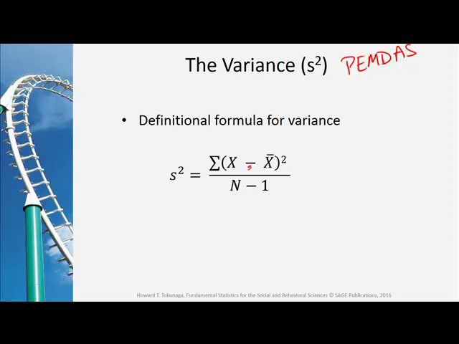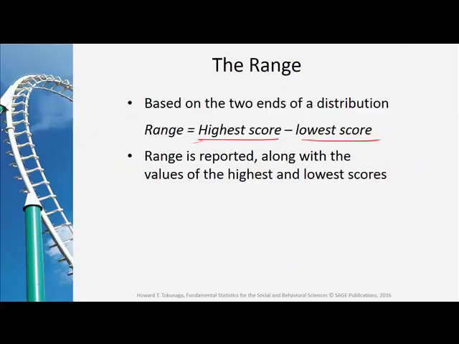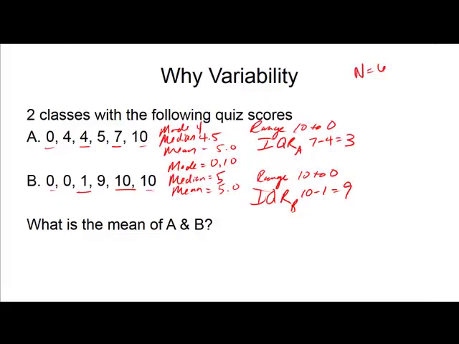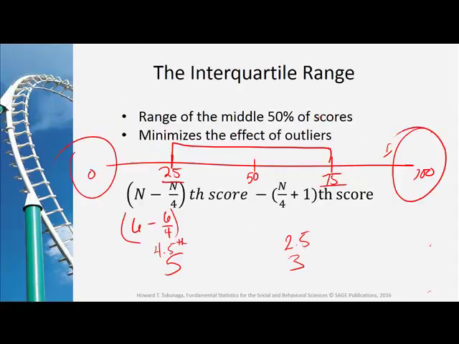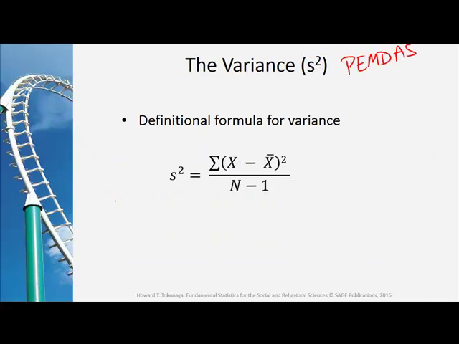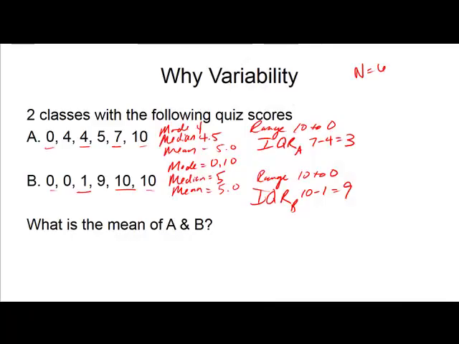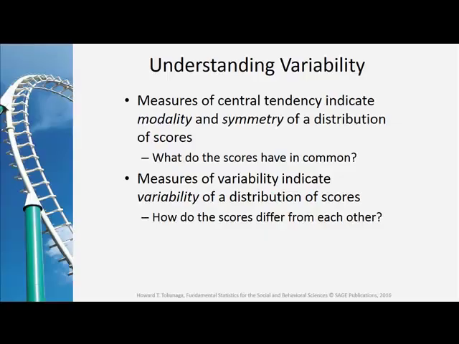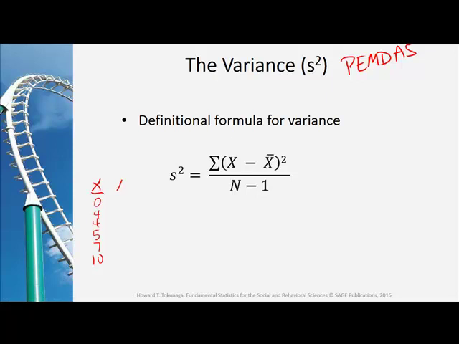So, here's what we can do. Let's go back to our first group here. Let's take a look at these scores. 0, 4, 4, 5, 7, 10. Now we already calculated the mean. That's our x bar. We already calculated the mean for this group. It was 5.0. I can just write this whole column of 5s. That's the data we have.